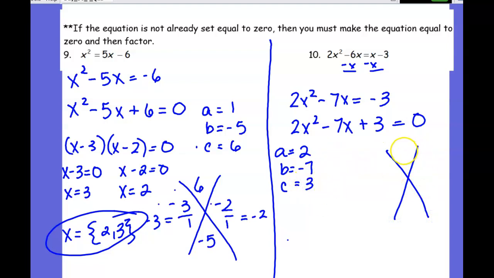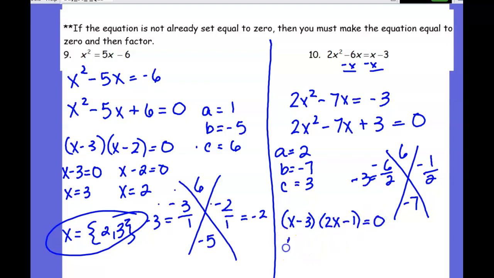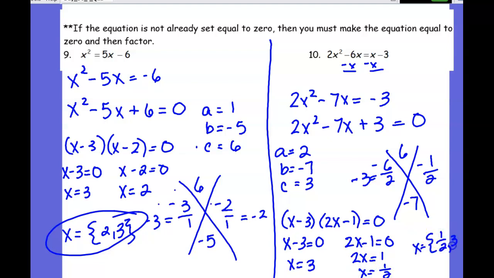A times C is 6, and then we have our negative 7. The two numbers we can multiply to get 6 that add up to negative 7 would be negative 6 and negative 1. And we divide by our leading coefficient, which is 2, and simplify. So factoring, we've got x minus 3 and 2x minus 1, and we set them both to 0. x minus 3 is 0, so we get x is 3, and 2x minus 1 equals 0, so 2x is equal to 1, our x is 1/2. So our solution is x is 1/2 and 3. Again, the opposite of what we factored.